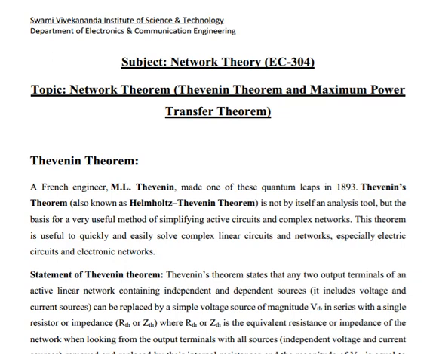There are several network theorems. Among those, the Thevenin theorem and maximum power transfer theorem are very important. Why am I choosing Thevenin theorem and maximum power transfer theorem together? Because in the maximum power transfer theorem we have to apply the Thevenin theorem. Now let us start with the Thevenin theorem.